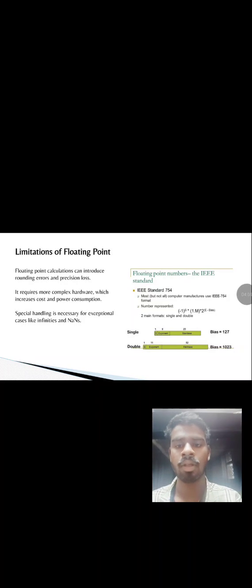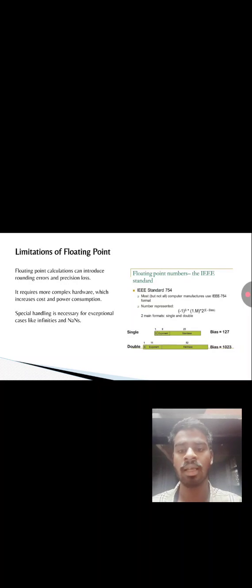Limitations of floating point. We want to know what are the limitations of floating point. Floating point calculations can introduce rounding errors and precision loss. It requires more complex hardware, which increases cost and power consumption. Special handling is necessary for exceptional cases like infinities and NaNs.